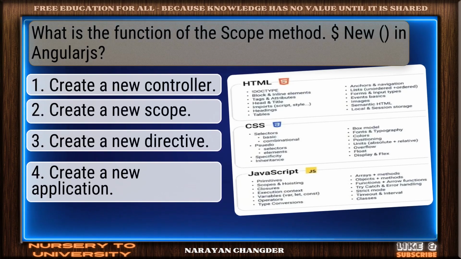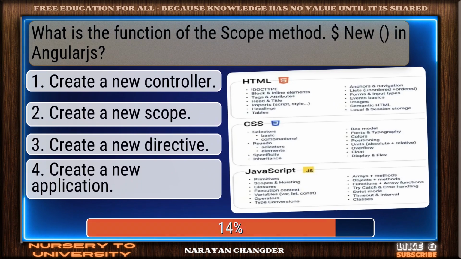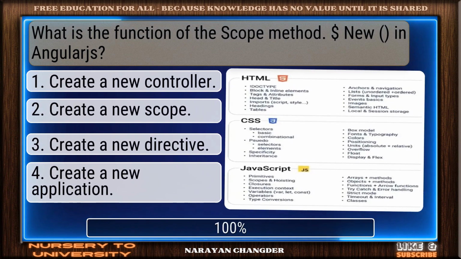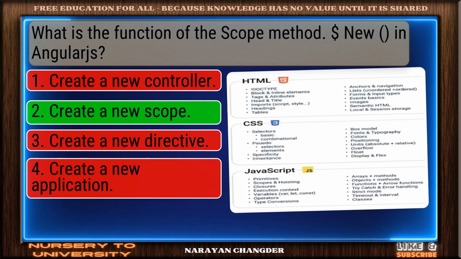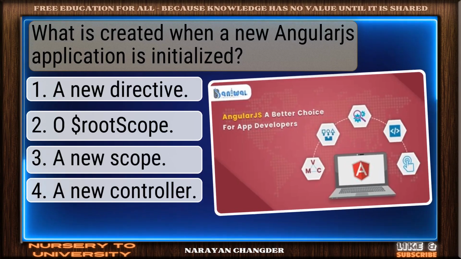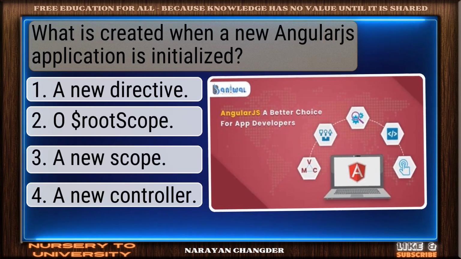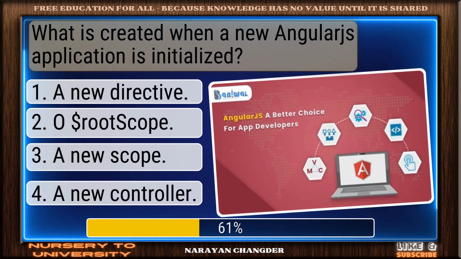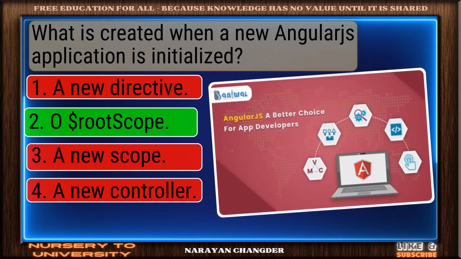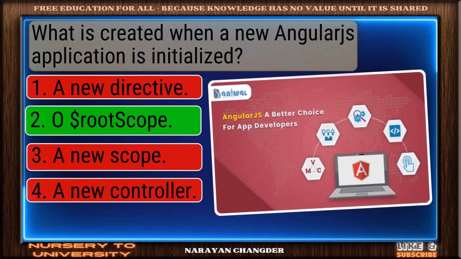Question number 17. What is the function of the scope method $new in Angularjs? Good job. Your answer, create a new scope, works well here. Question number 18. What is created when a new Angularjs application is initialized? Exactly. $rootScope makes sense and it is the right choice.